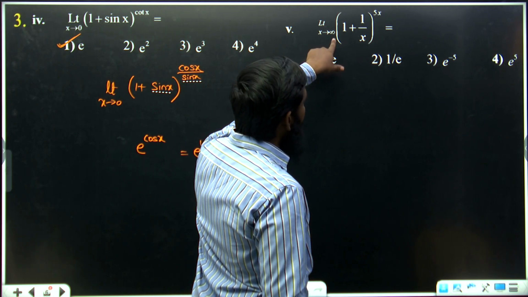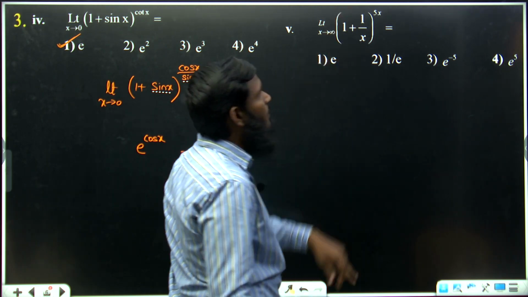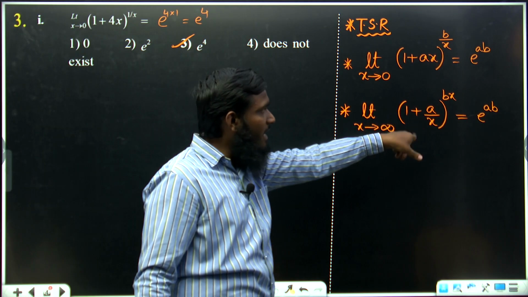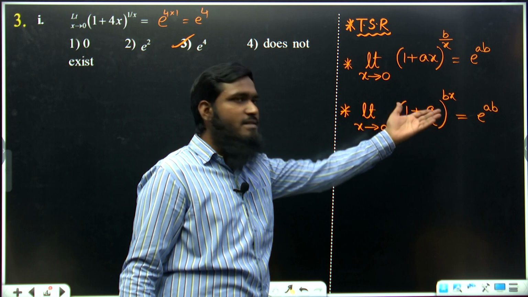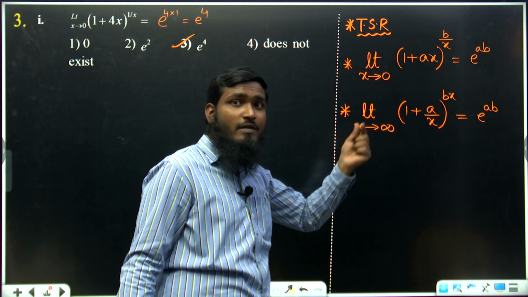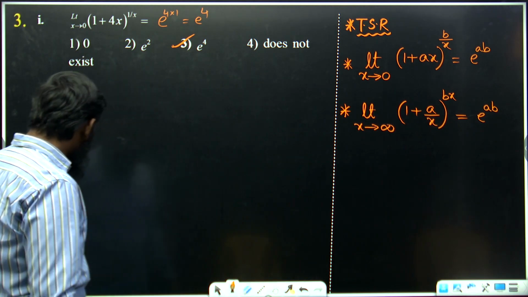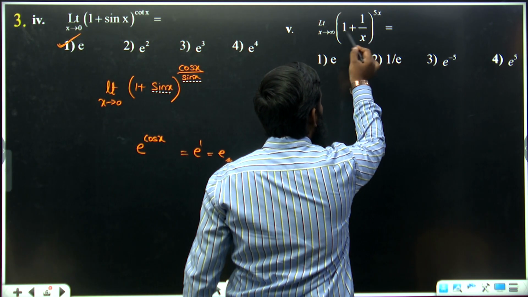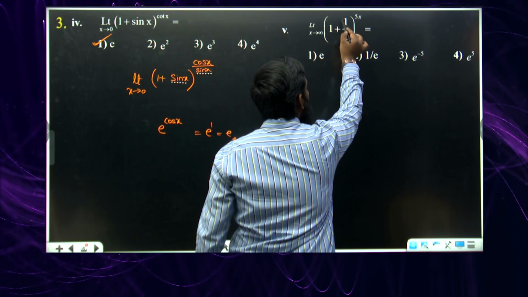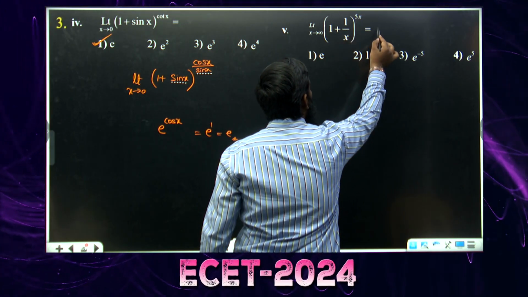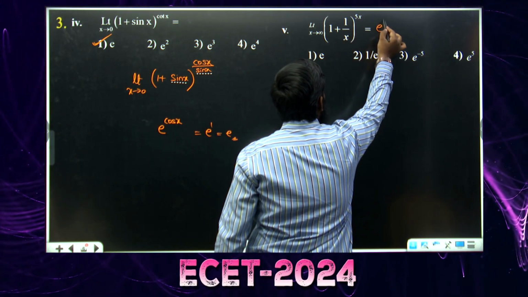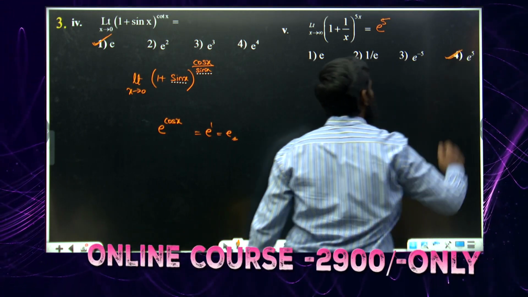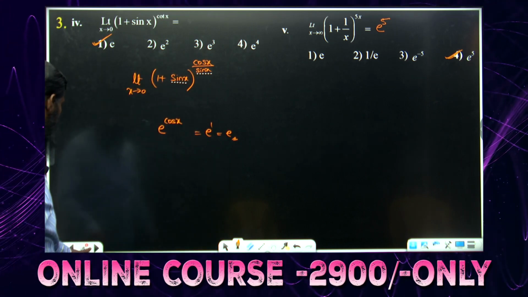Now let us see this concept. Limit x tends to infinity 1 plus 1 by x whole power 5x. Now this question is in the form of 1 plus a by x whole power bx. Again the same formula we are having, but the condition is limit x tends to infinity should be there. What is the a value? 1. What is the b value? 5. What will be the answer? E power 1 into 5, that is e power 5. So e power 5 means let us go with the fourth option. Fourth option is correct.